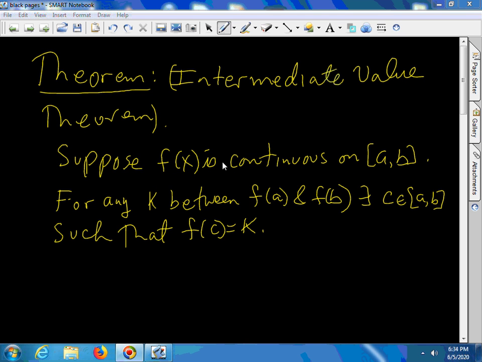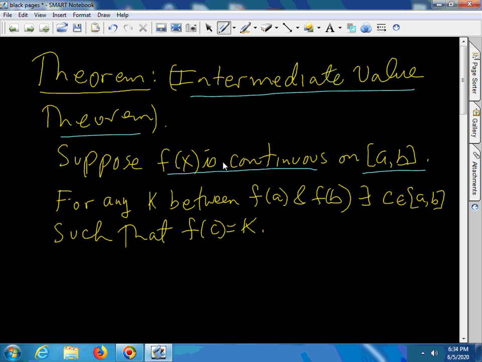In this video, we're going to prove the intermediate value theorem. Basically, it says that if f of x is continuous on a closed interval, then for any k in between f of a and f of b, including the endpoints, there must exist at least one c in that closed interval ab such that f of this special c value actually equals k.